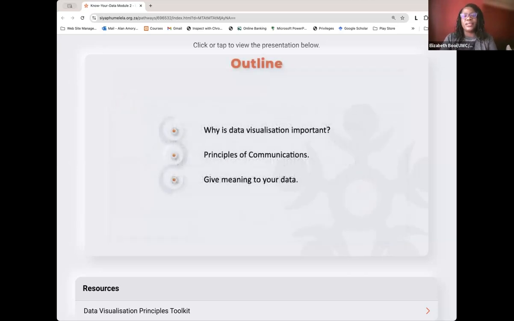So my session will cover why data visualization is important, the principles of communication, as well as why we need to give meaning to the data that we are using. Next.